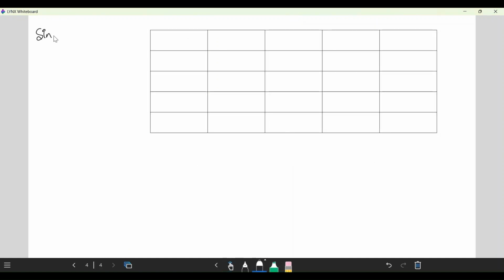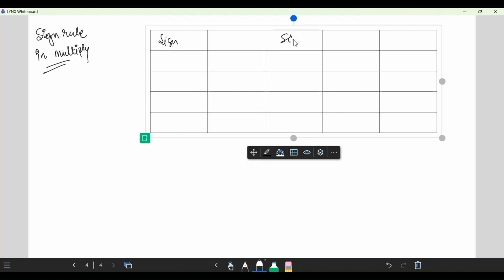Okay, now the next sign rule I am telling you, just give me a second. Making a sign rule in multiplication. Okay, here is sign, and here is equal to, and here is again sign. What is the answer? Okay, answer sign.